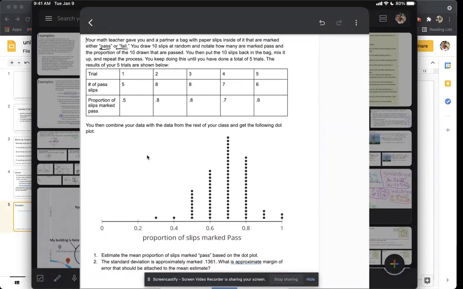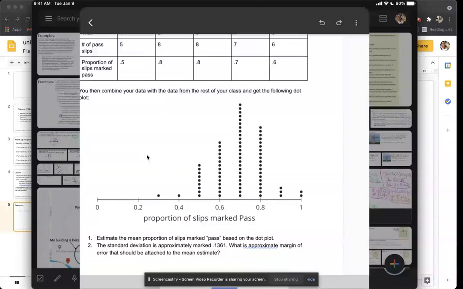You then put the 10 slips back in the bag, mix it up, and repeat the process. You keep doing this until you have a total of 5 trials. The results of your 5 trials are shown below. You then combine your data with the data from the rest of the class and get the following dot plots. So this one right here.